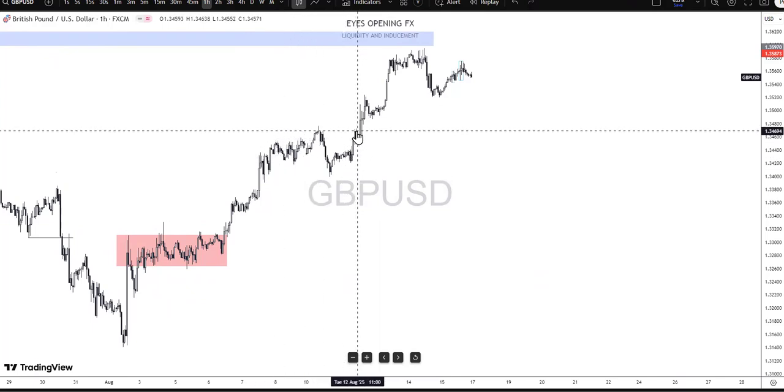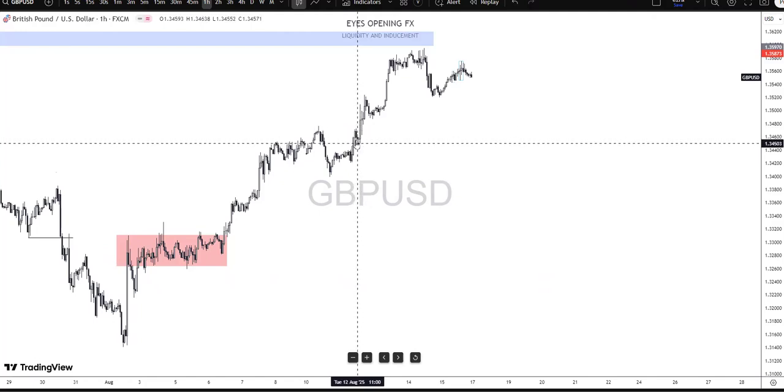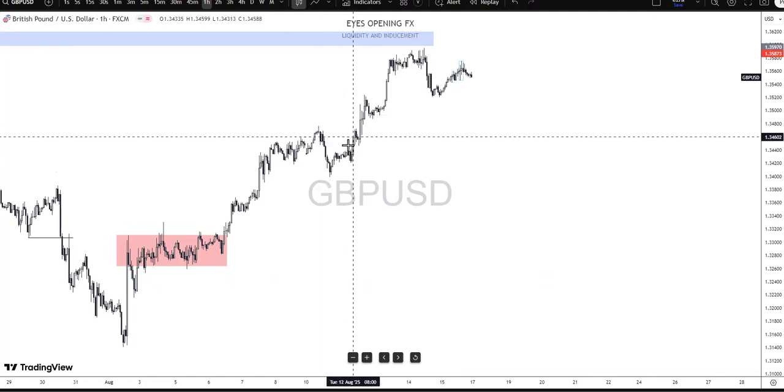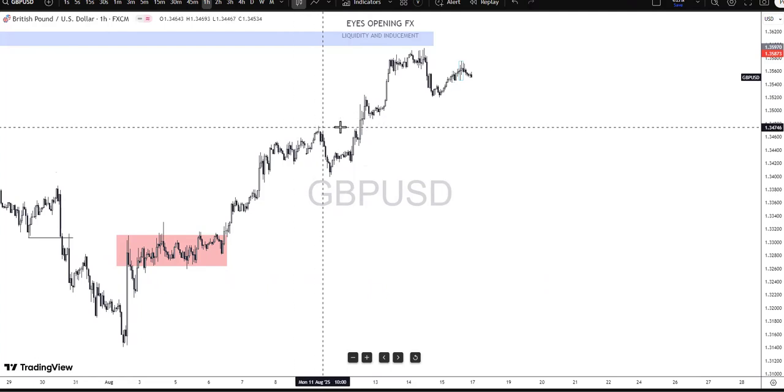The big difference is that around here, I took a first entry, which hit break even. I took another one, and that one ended in a loss. So those are the three trades I took on GBP USD this week.